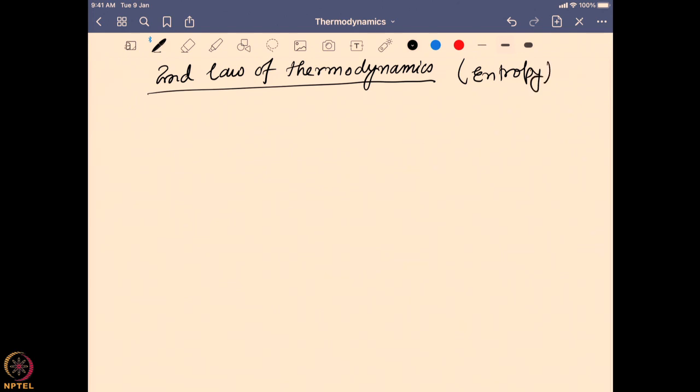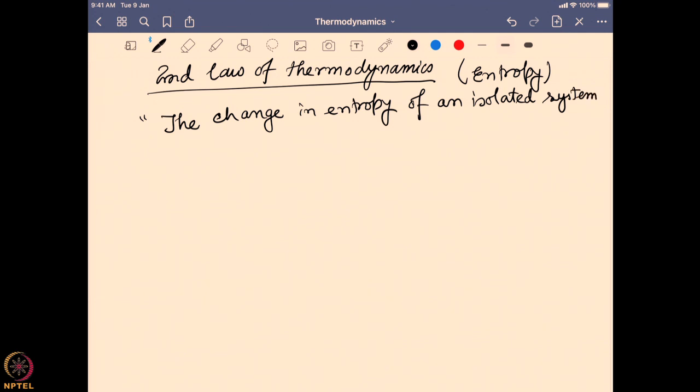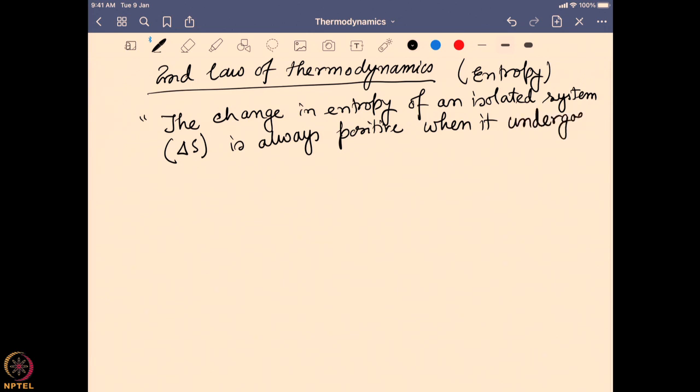And how does it matter? Because it says the change in entropy of an isolated system. We have defined isolated system earlier, where neither the mass nor the energy can be exchanged between the system and surrounding. The change in the entropy of an isolated system, that means delta S, is always positive when it undergoes a spontaneous process.